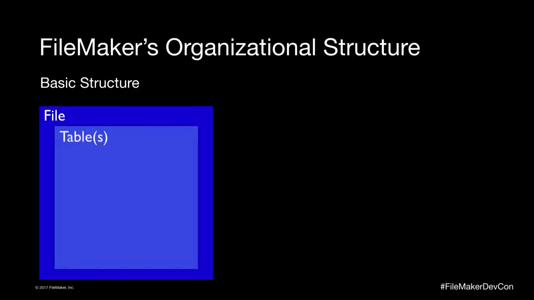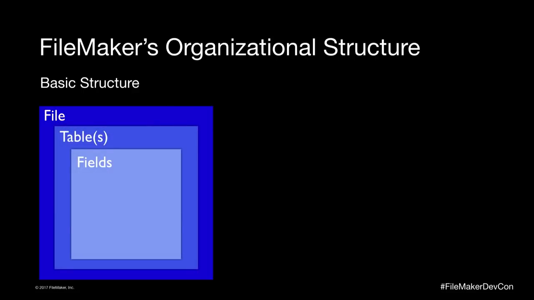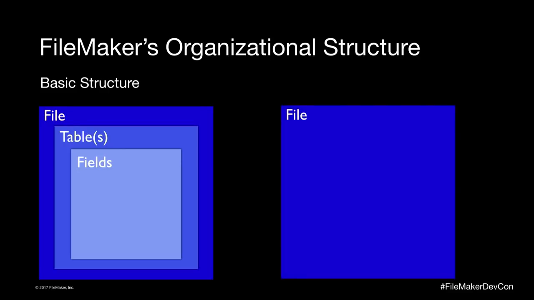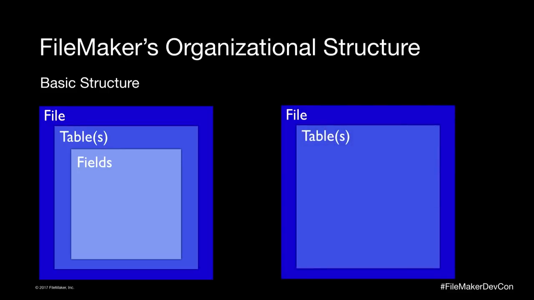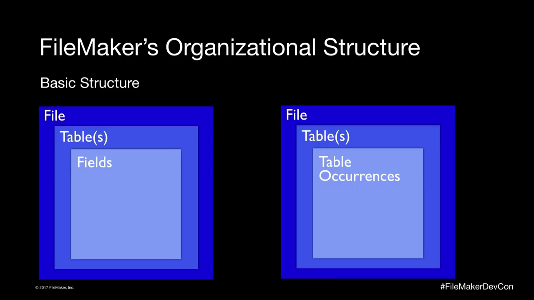You've got your file. Within a file, you've got tables. Within tables, you've got fields. We all know that. Here's another way of looking at it. You've got your file. Within your file, you've got tables. Within the tables, you've got table occurrences that are on the relationship graph that I just showed you. And then sitting on top of those table occurrences, relying on those table occurrences, are our layouts and our scripts and our calculations.